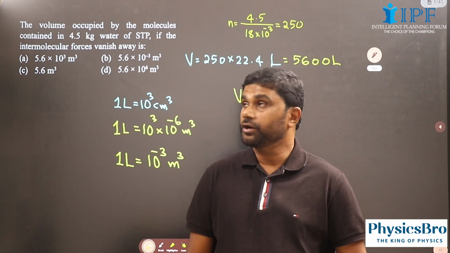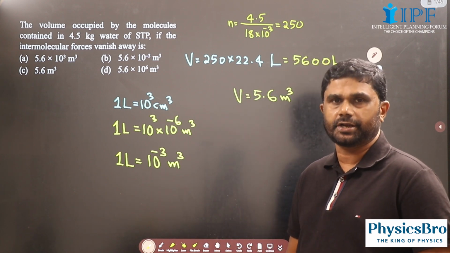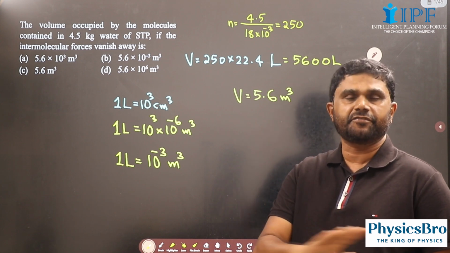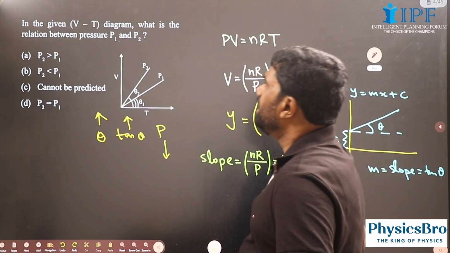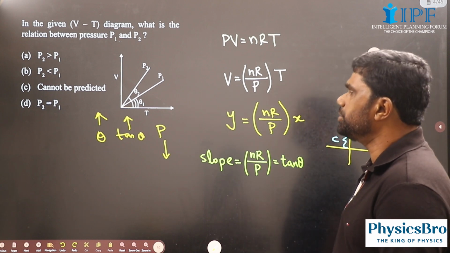See, in this video we are going to discuss the past questions from the chapter Kinetic Theory. This is a very simple chapter and you can expect one question definitely from this chapter. Okay, in the given VT diagram, what is the relation between P1 and P2?